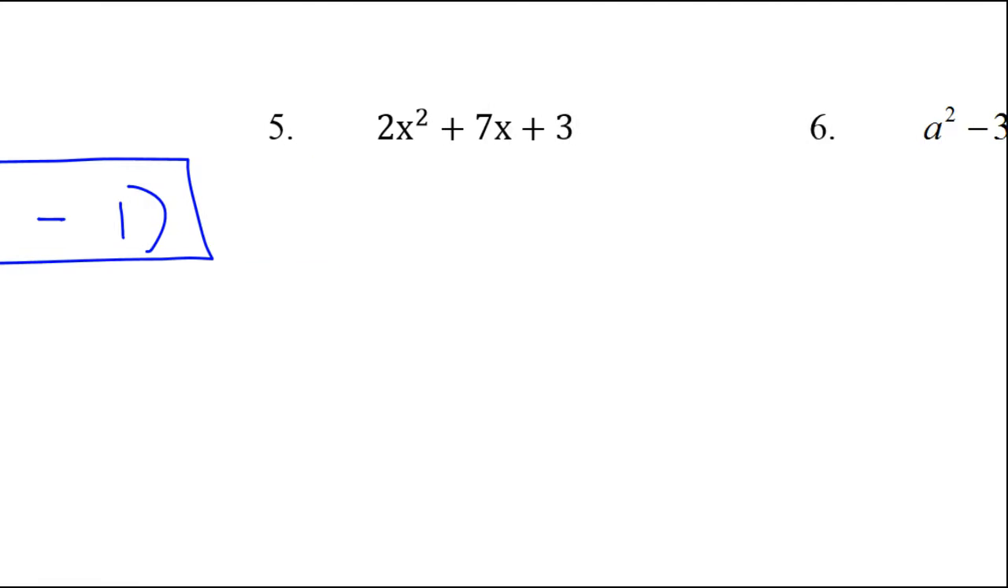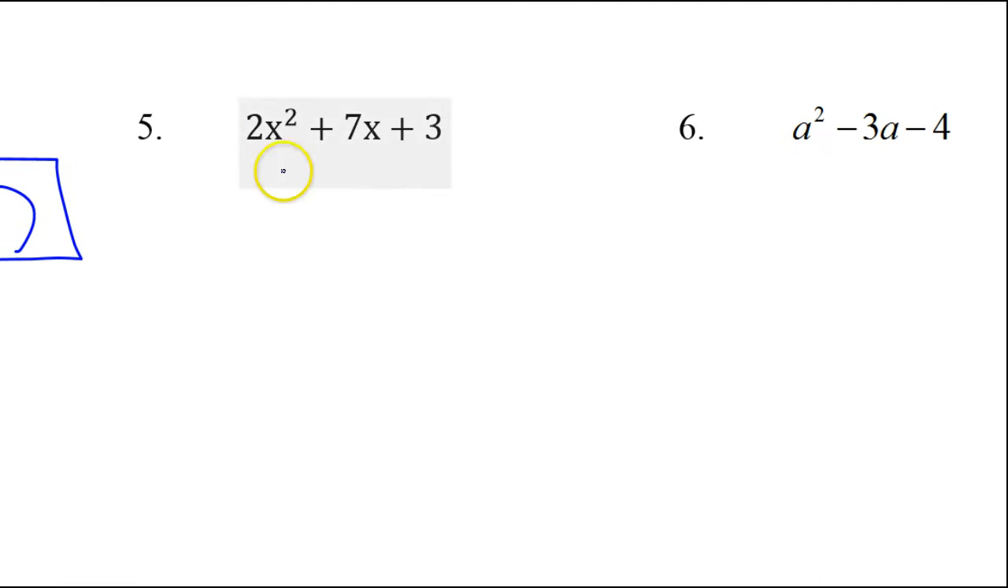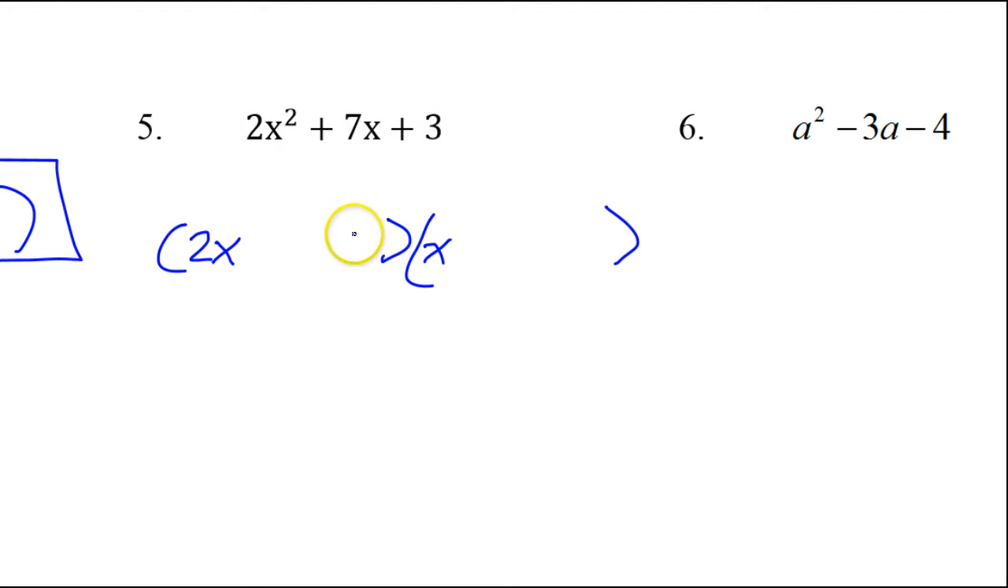Okay, I'm going to do number 5 the same way. I see it's a trinomial, so I'm thinking, okay, if this factors at all, it's going to be a binomial times a binomial. 2x squared can only factor as 2x times x. 3 can only factor as 3 times 1. Now, in this case, the order does matter. If 3 and 1 doesn't work, then I will reverse these and try 1 and 3.